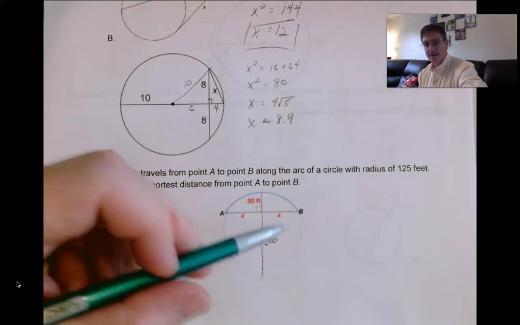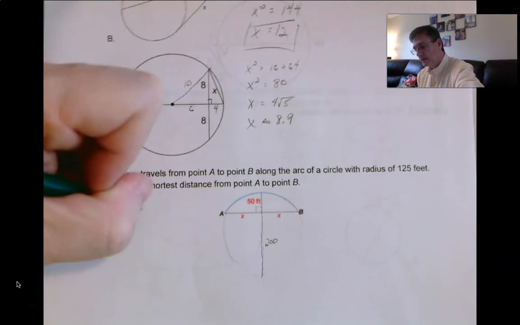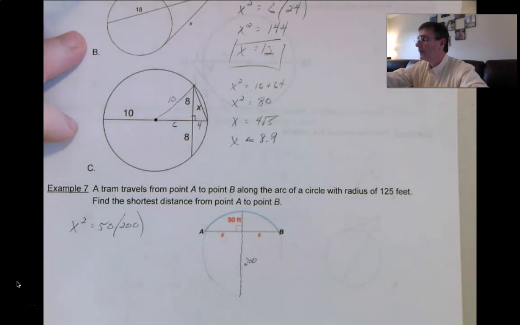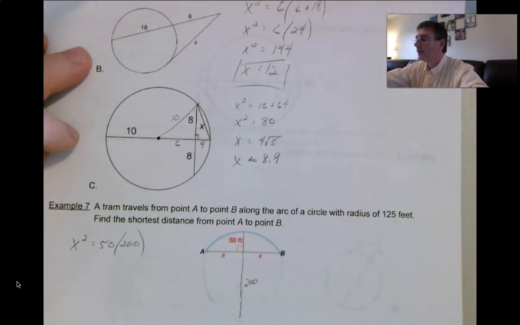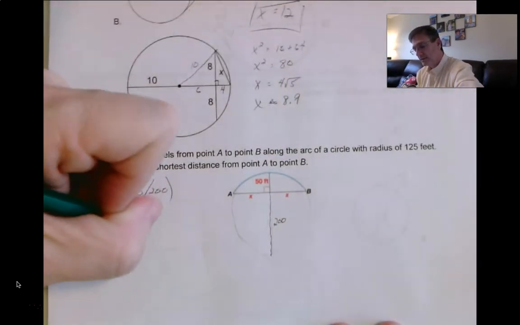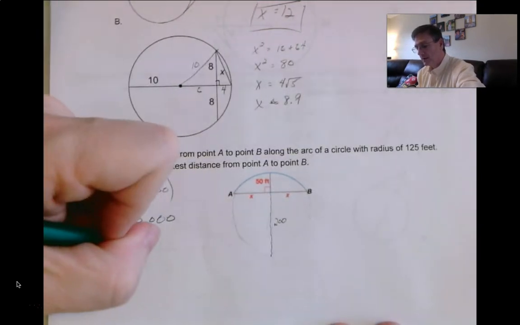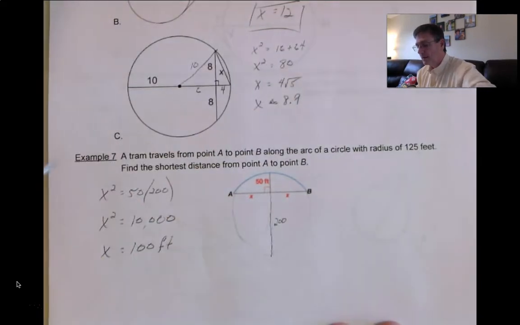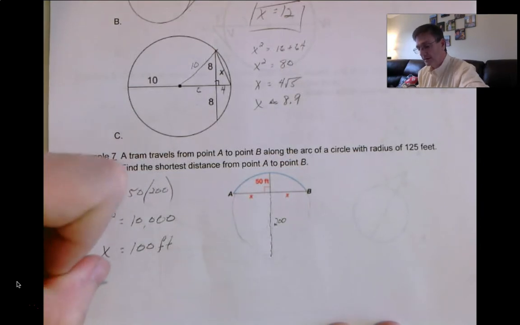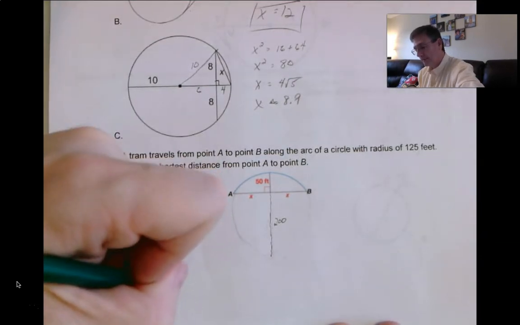200 times 50 is equal to x times x. X squared is equal to 50 times 200. So x squared equals 10,000. X is equal to 100 feet. And the shortest distance from A to B is going to be 200 feet. So the length of segment AB is 200 feet.